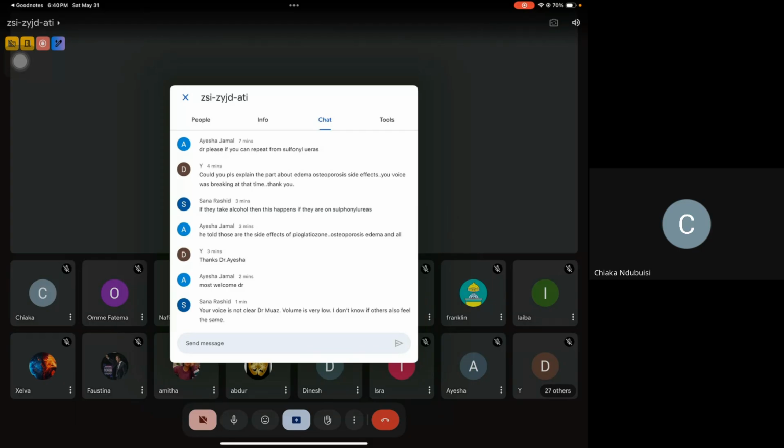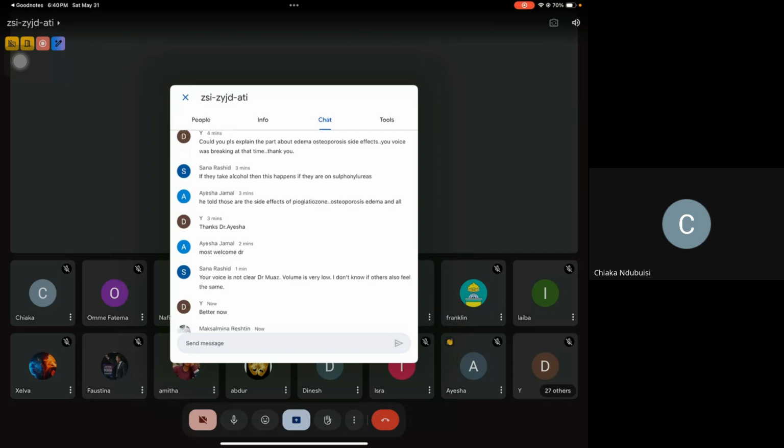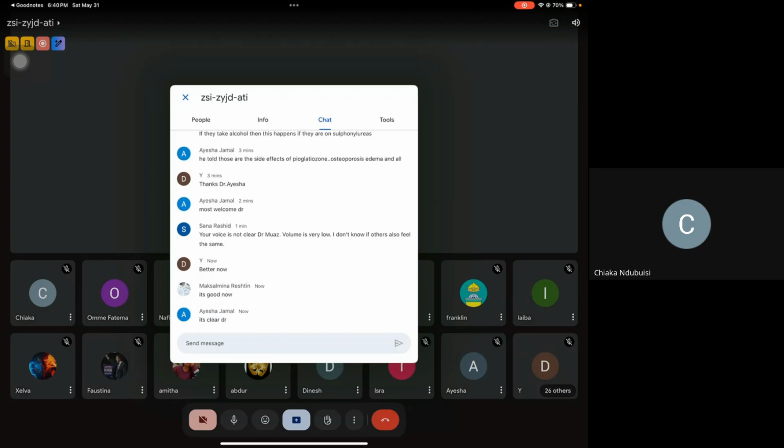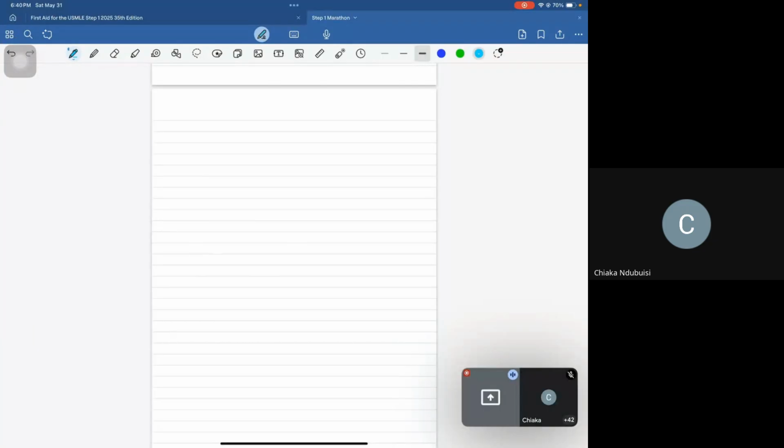Okay, so the side effects of these drugs are very important, right? You should keep all of these side effects in your mind. All of the side effects and all of the mechanisms of action of these drugs are really important. So once we complete this, we are going to go over them again, right?